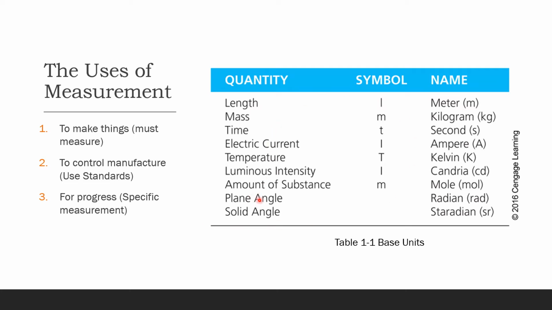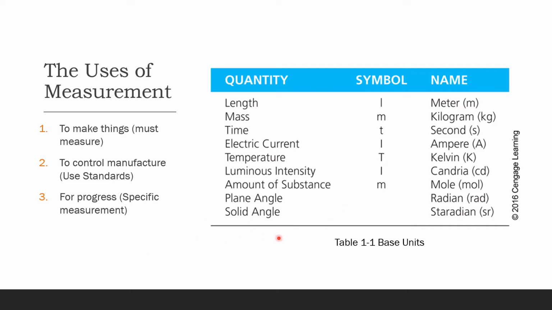So at this stage of your learning, all you have to know is we use measurement to make things, to control the manufacture, and for progress. When we use a measurement, you have a quantity, and we usually use a symbol because we don't want to write the full name for these quantities. They're always linked to your physics. And here are the units. We have many different unit systems, and this is one of them. We call it the SI system. And these are the base units for these quantities.